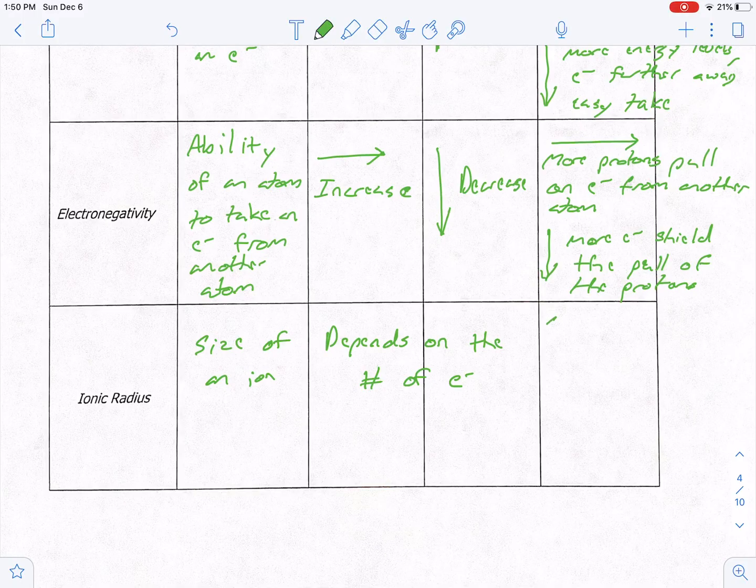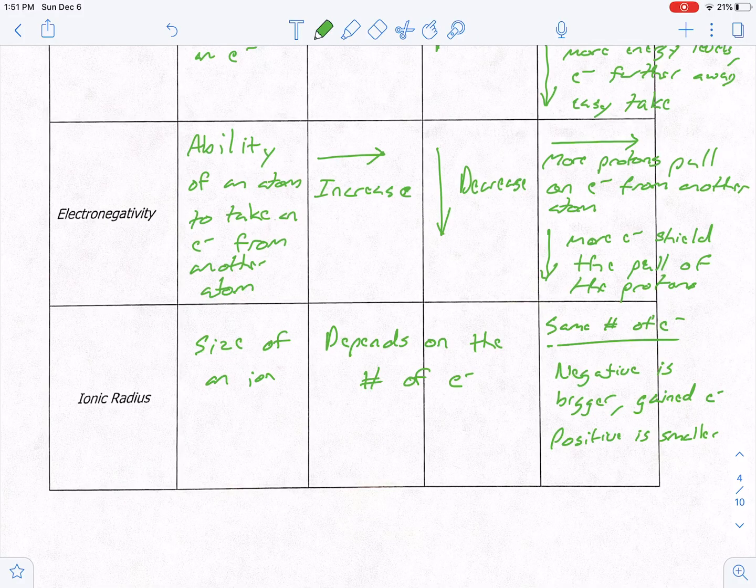Okay, so ionic radius, so when you're dealing with the same number of electrons, negative is bigger. Okay, negative is bigger because if you have a negative charge, that means you gained electrons. If you're gaining electrons, your size is going to get bigger. Positive is going to be smaller, because positive means you lost electrons, and you now have more protons than electrons. Okay, so if they all have the same number of electrons, you just rank them based on charge. Negative being the biggest, positive being the smallest.